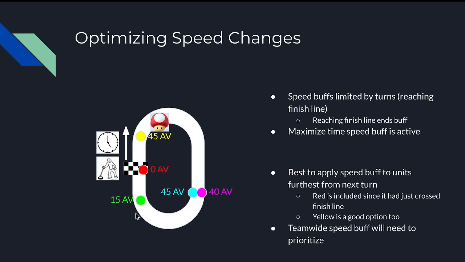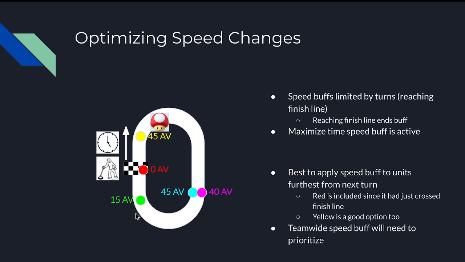Technically, red is also included since it had just crossed the finish line and it has the most track before it comes around to another turn. Remember, reaching the finish line counts as when the buff ends, and if you receive the buff when it is currently your action, that actually does not count against you. So yellow and red are good options to put the speed buff on.